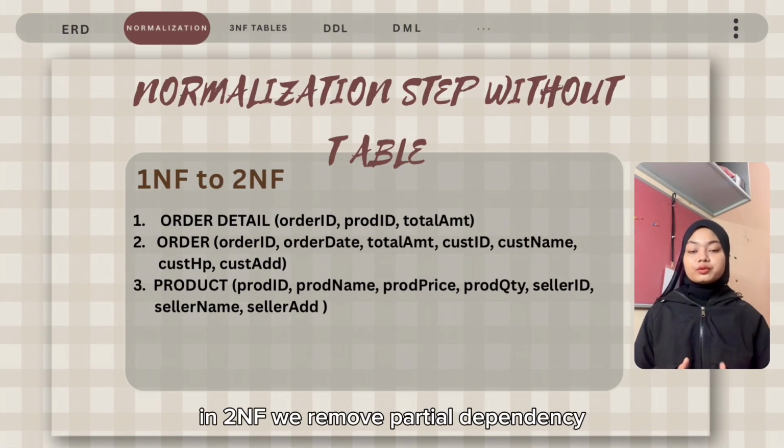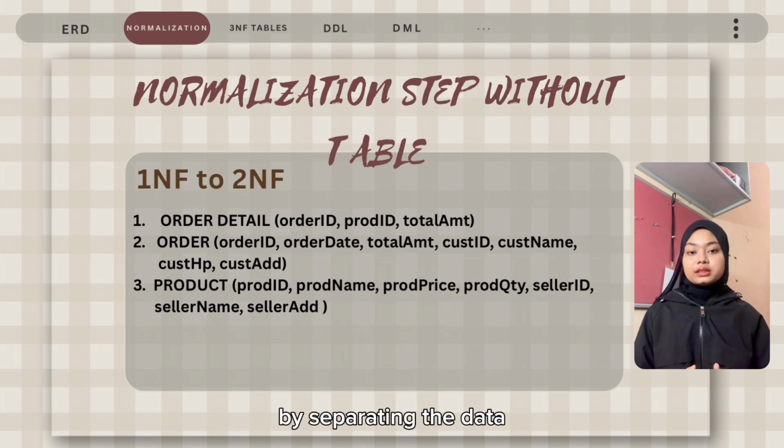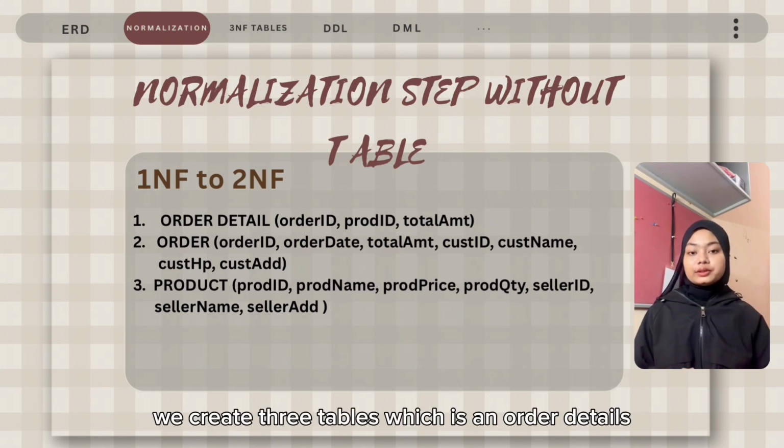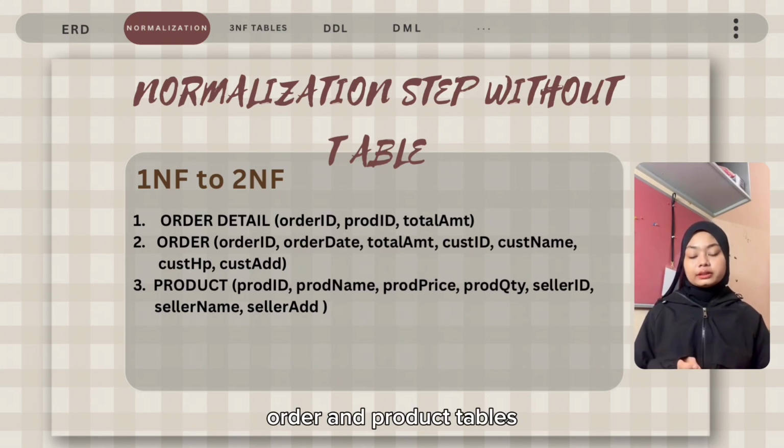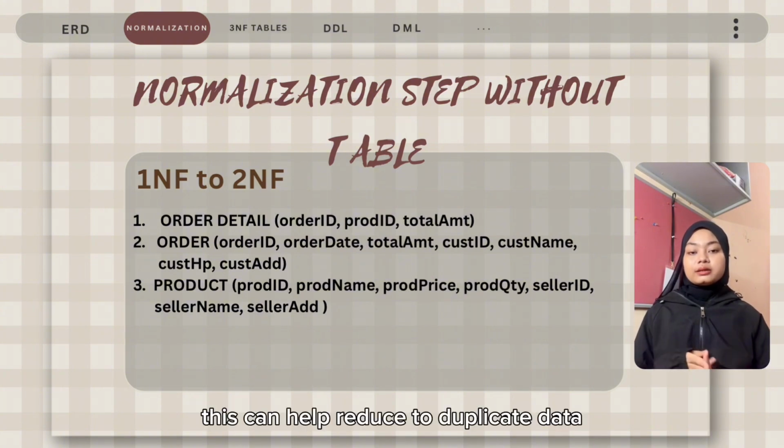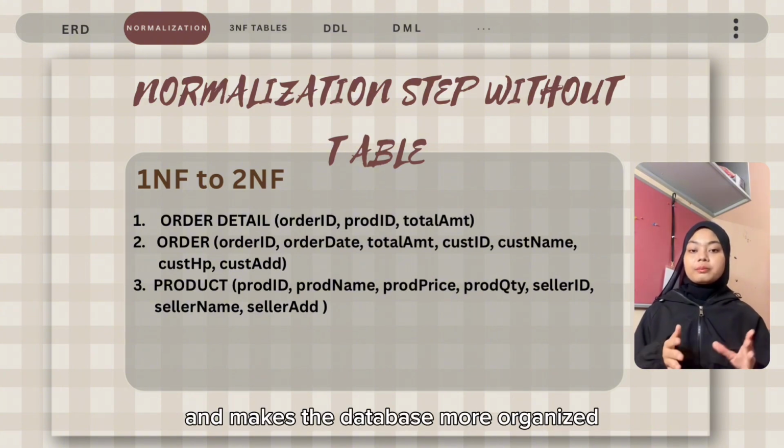Next, the second one is 1NF to 2NF. In 2NF, we remove partial dependency by separating the data into different tables. We create 3 tables, which are the order details, order and product tables. This helps reduce duplicate data and makes the database more organized.